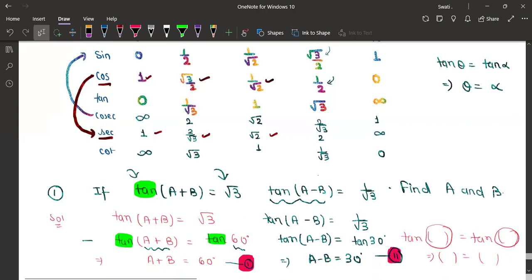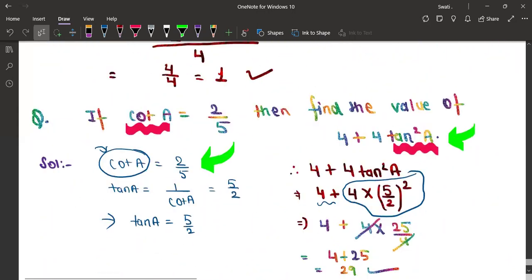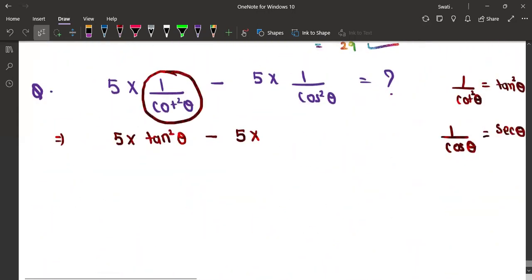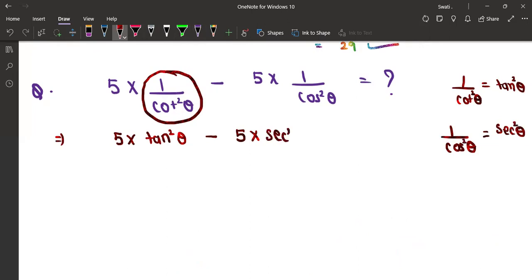Yes. Got it? So we can write down here 1 upon cos theta is of course sec theta, but here what is given? 1 upon cos square theta. So if I put a square here, of course here also the square will come. So will this not become sec square theta? Yes. Right? Okay, next. So we can write down this as 5 tan square theta minus 5 sec square theta. Now tell me, Manya, what will you take common here?